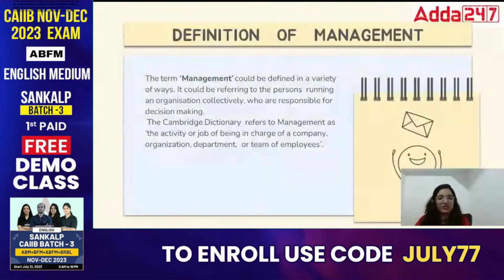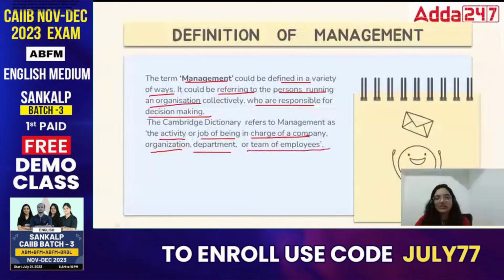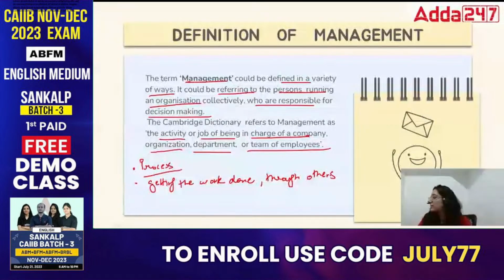Okay. So here comes the definition. How do you define the term management? Management could be defined in a variety of ways. It could be referring to the persons running an organization who are responsible for decision making. In actuality, it is the activity or job of being in charge of the company, organization, team of employees. But let's talk about the most popular definition that even I learned in the beginning of this area. We learned that it's a process of getting the work done through others. Number one, it's a process. Number two, it is getting the work done through others. That is because you cannot work alone. If you build up an entire company, you cannot work alone.